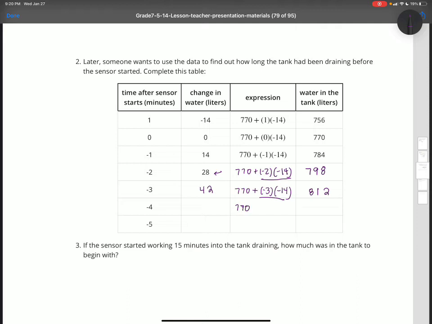Never do the addition first, okay, when it comes to multiplication. So 770 plus negative 4 times negative 14. And that would give me a positive 56. And let me make sure I'm checking my math. Because you know a negative times a negative will give me a positive, which is the same as a positive times a positive. Okay, that's 56. Yep, it's 56. And I will add that to 770.